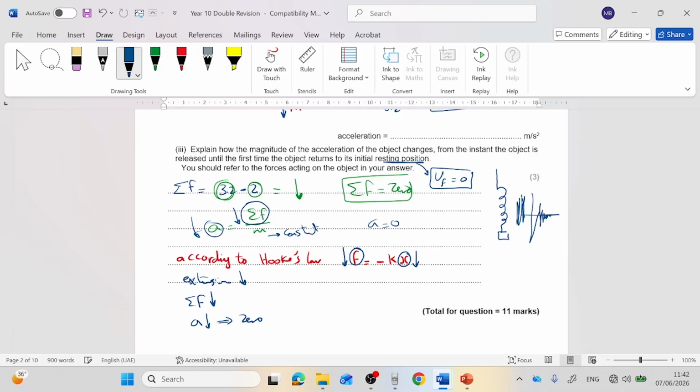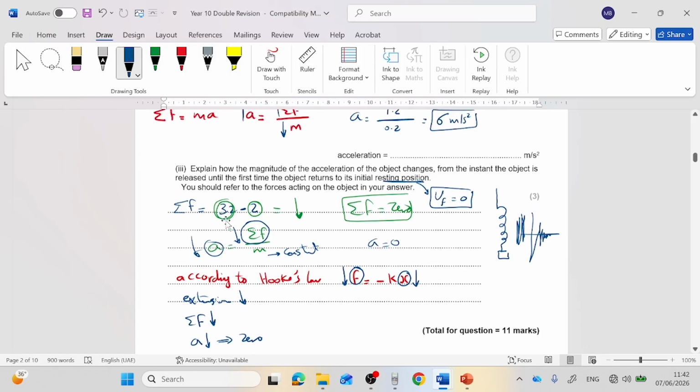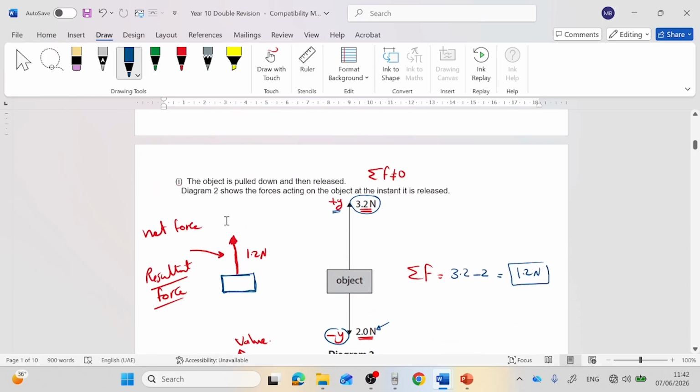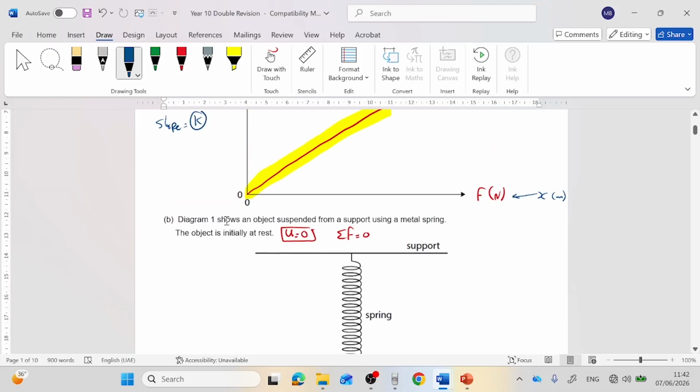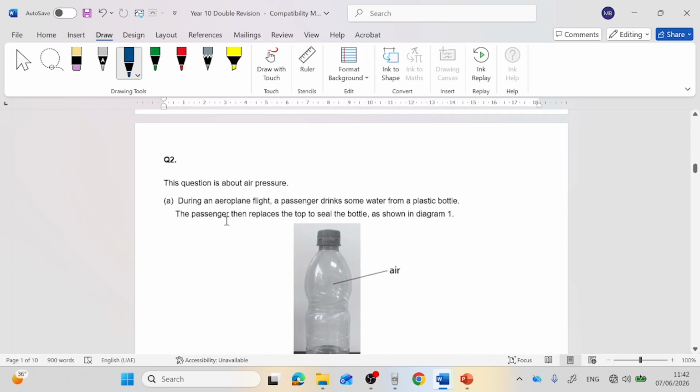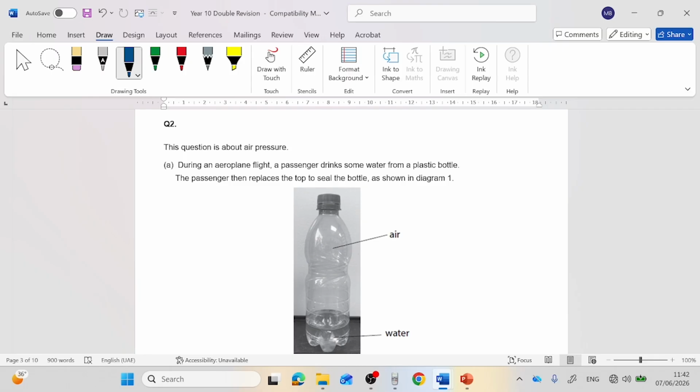Then use your own words just to change these symbols into full sentences. Okay, this is for the first question. Let's move to the second question.